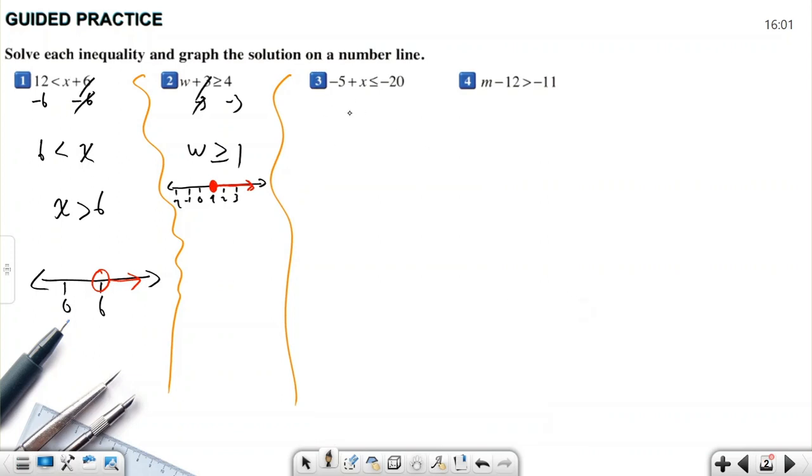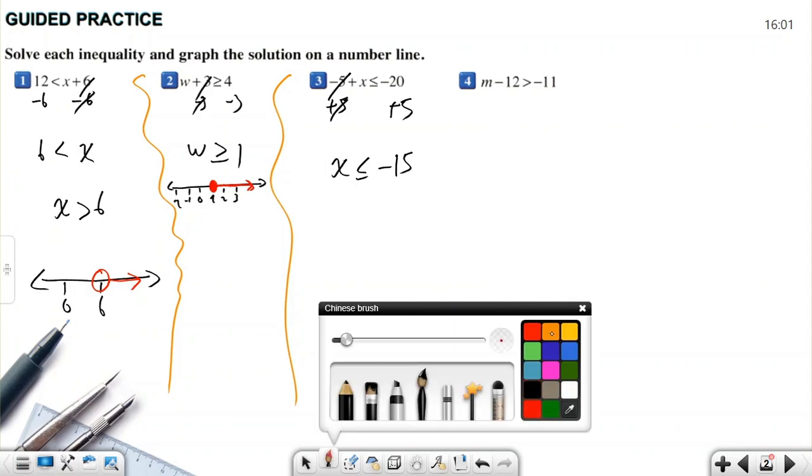Let's solve another example, and I'm going to let you draw that one. I'm not going to draw the number line here. So there's negative 5 plus x. If I want to cancel this 5, I can add 5 to both sides of the inequality. That will be 0, and only x is here, less than or equal to negative 20 plus 5, which is negative 15. x is less than or equal to negative 15.